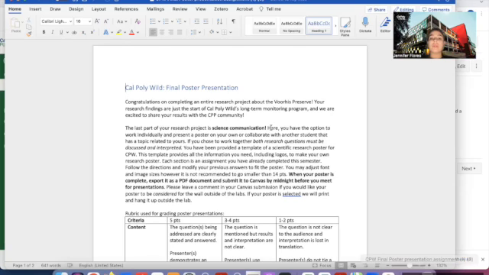Here students will have the option to either work individually and present a poster on their own, or they can collaborate with another student that has a topic related to their own. If you choose to work together, both research questions must be discussed and interpreted. Basically, if two students want to work together, they just have to find a connection, either between their species, or the research question, maybe the significant impacts are both of their animals are being affected similarly. So if students are working together, we want them to make those connections with their partner.